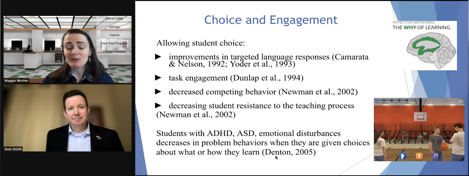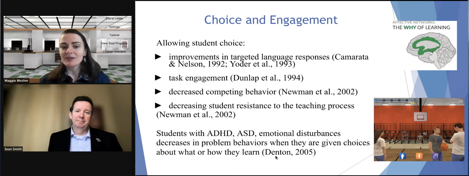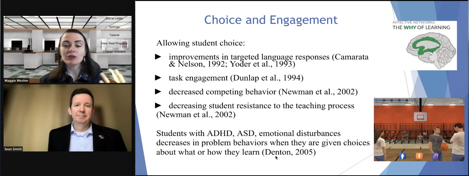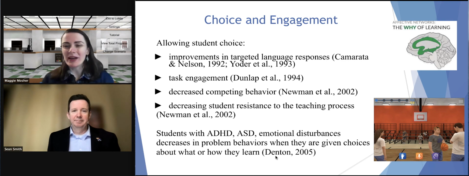And so looking at engagement in that choice, we do know that allowing students choice helps improve things. I mean, there are all these studies in targeted language responses, how it helps with task engagement, how it helps decrease behaviors that compete with learning, how it helps decrease student resistance to whatever you're trying to teach in that process of teaching. We also know that for students with ADHD and autism and emotional disturbances, it decreases problem behavior when I'm given choices, when I'm given some say in what I get to learn and when I get to learn it. So giving those options, again, will increase that engagement.